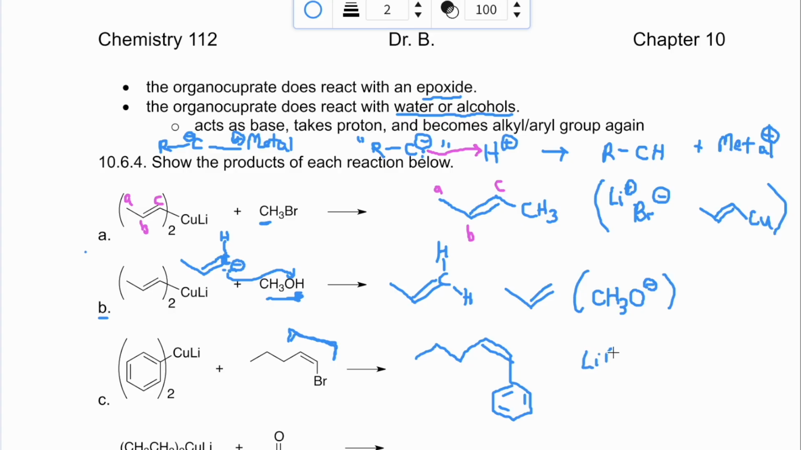And then again, our side products: we have lithium bromide, and copper with just 1 benzene ring on it now. These are both side products. We would not be as concerned with this. This is probably the molecule that we were trying to make.